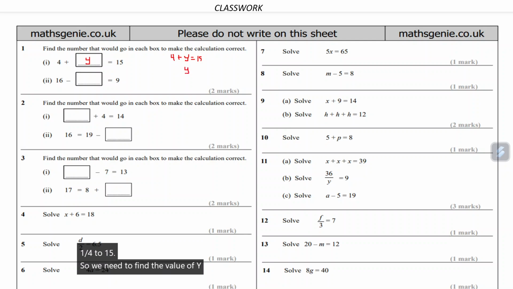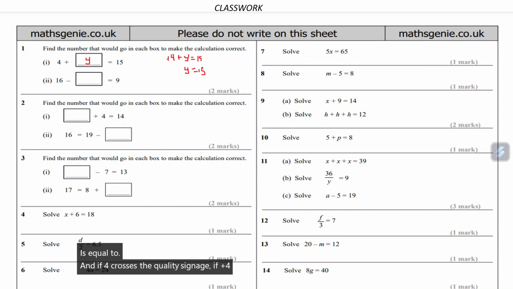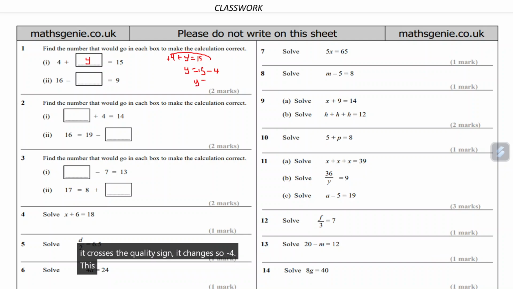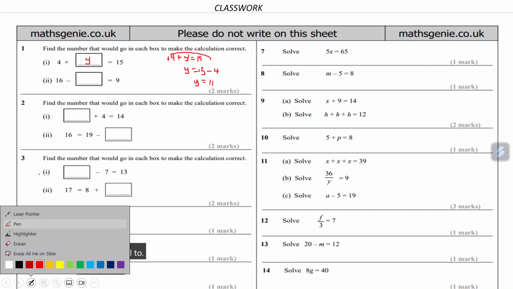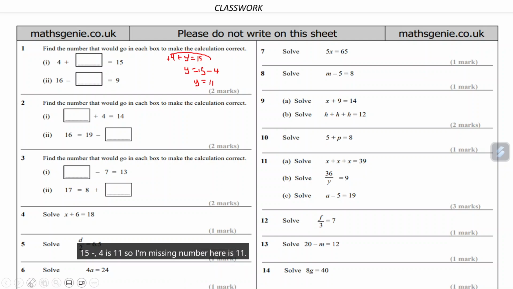So y is equal to 15. And if 4 crosses the equality sign, it changes. If plus 4, remember, there's an invisible positive sign here. So if it crosses the equality sign, it changes. So minus 4. This is y equal to 15 minus 4 is 11. So our missing number here is 11. So this is 11.